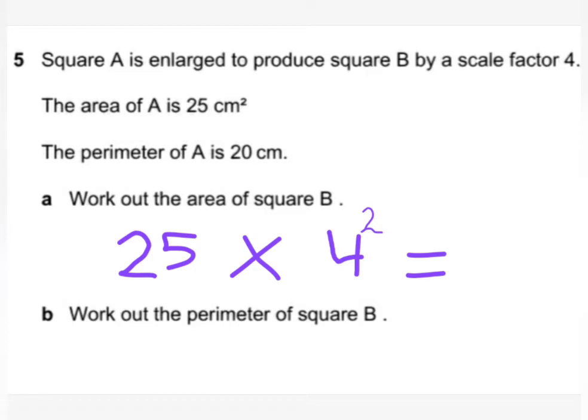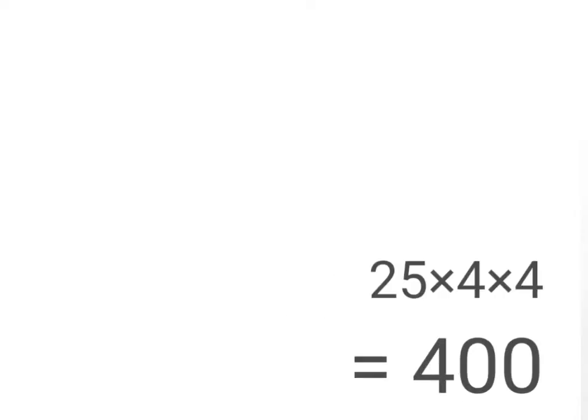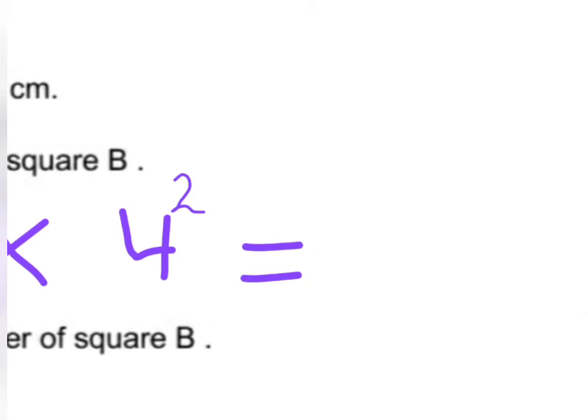Now, you can use the calculator to find out what's 25 multiplied by 4 squared. Let's go use the calculator and then come back. So, 25 times 4 squared. And 4 squared is 4 times 4. Very good. And the answer is 400. Now, let's go back. So the answer is 400. Let's make it another color. Yes. 400 centimeters squared.